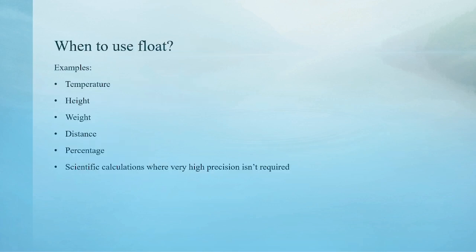When to use float? We can use float when we need decimal values but don't require very high precision. For example, to store temperature, height, weight, distance, and percentage, or in scientific calculations where very high precision is not required. However, for many decimal calculations in Java, double is preferred because it provides higher precision.